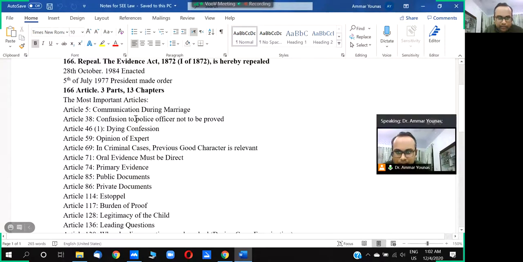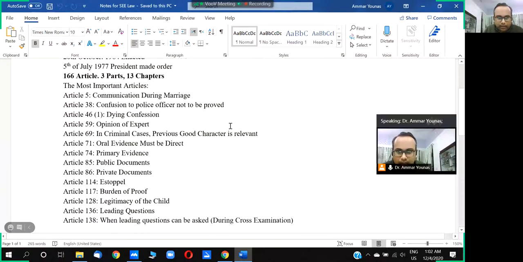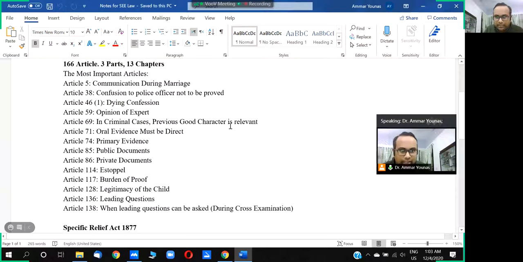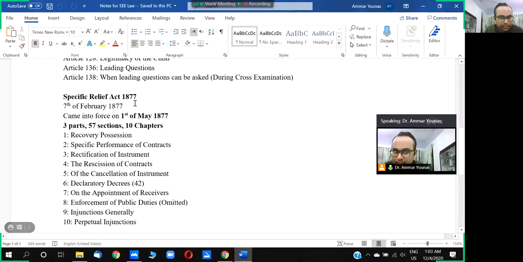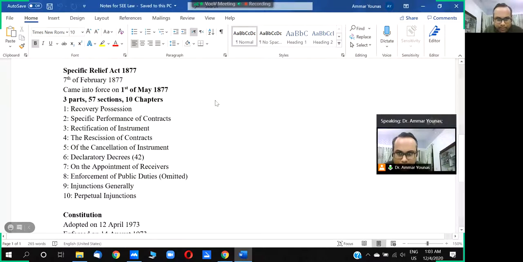For example, Article 5, which is about communication during marriage. Then Article 38, the confession to the police officer not to be proved. Means if someone gives a confession in police custody, it is not admissible in the court. Then the dying confession, Article 59 talks about opinion of experts. Then estoppel and burden of proof, legitimacy of a child. Actually, these were the questions which came in my exam. So the point is that if you memorize how many articles, parts, and chapters are there, you look into the facts clearly. I have written the same: when it was passed and when it came into force, how many parts, sections, and chapters are there, and then some of the important articles of this law.